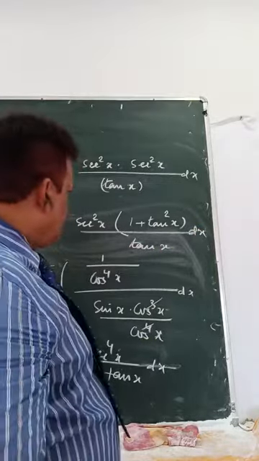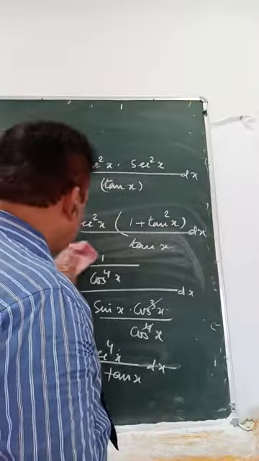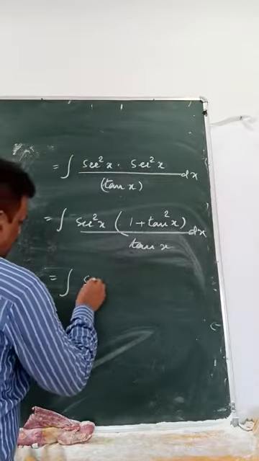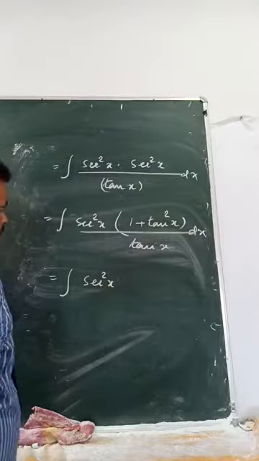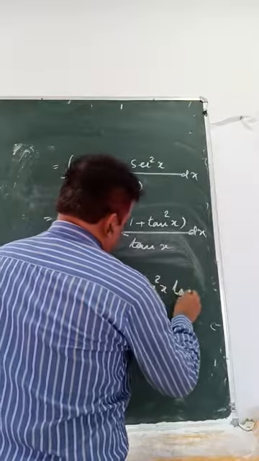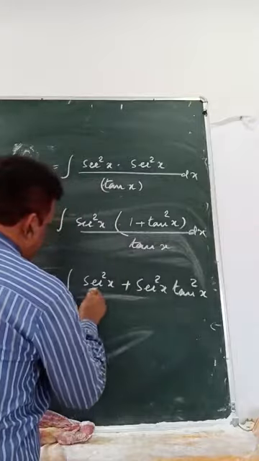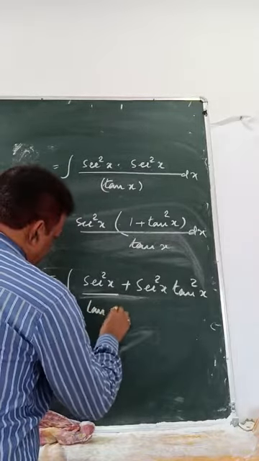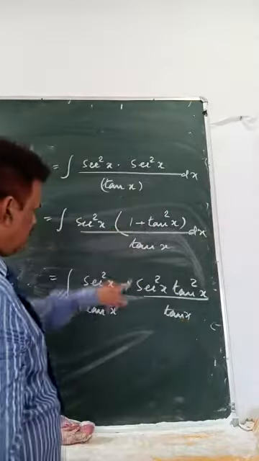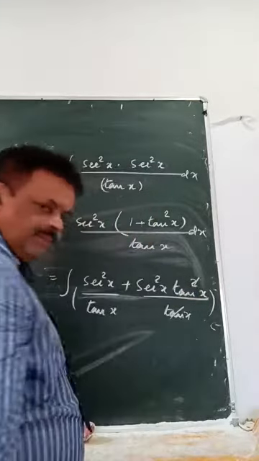Okay. Now I have to multiply this. What shall I get? That will be sec square x plus sec square x tan square x divided by, individually you divide, tan x here, tan x here. Because plus is there, so two parts I will make. I made it two parts. Okay, one tan cancels.